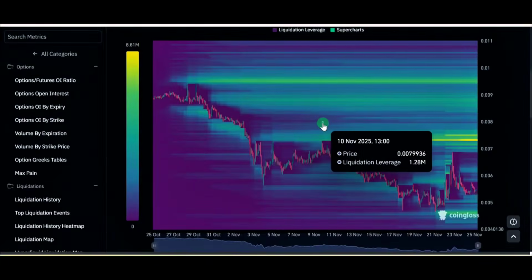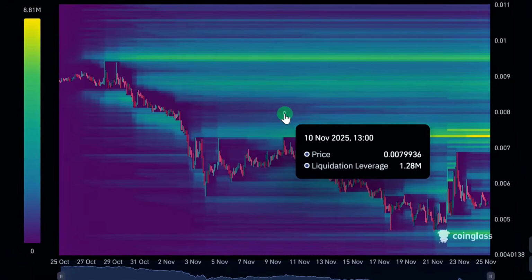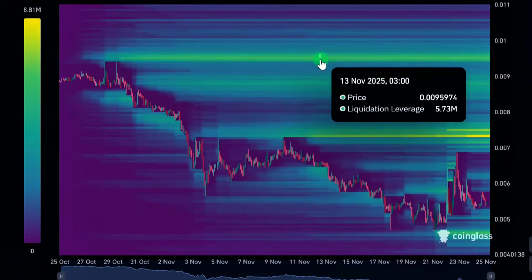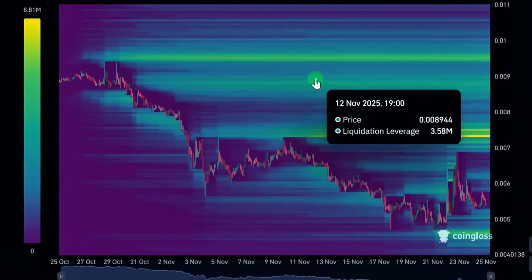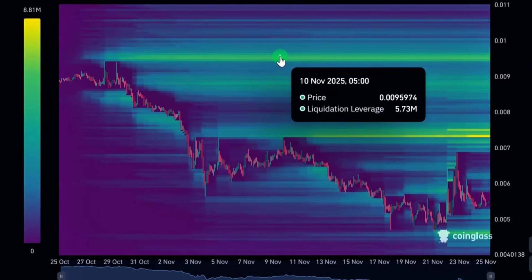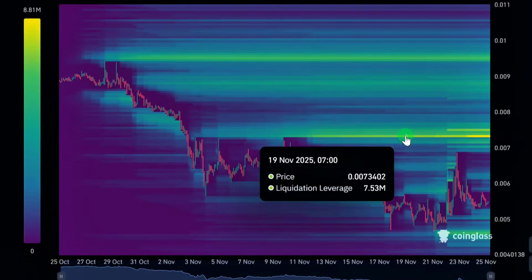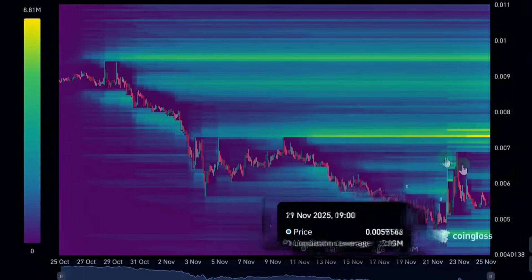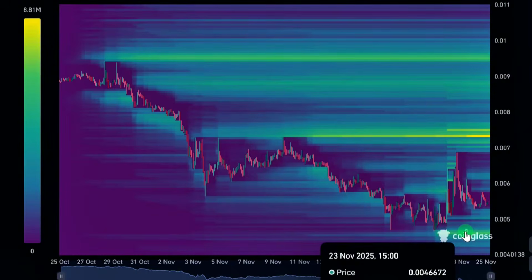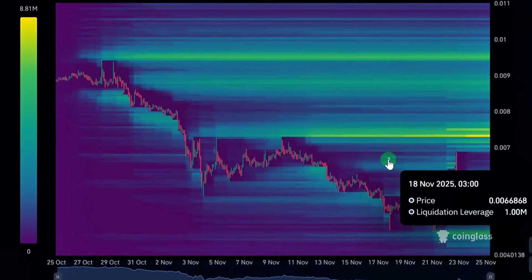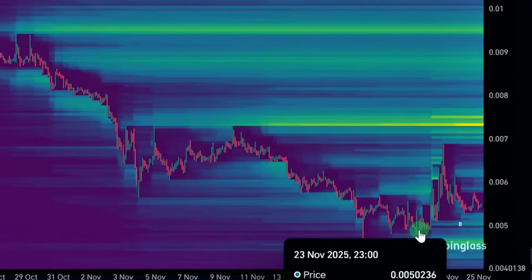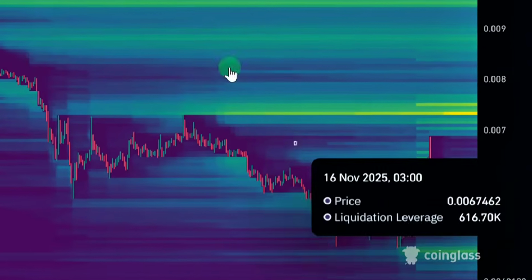This is the XCN liquidation heat map, where you get to track areas of heavy liquidity, where big players are positioned in this project. You can see some heavy liquidity above the price of XCN right now, around the zone of 0.0095. We have some liquidity around the zone of 0.0088, liquidity above the price around the zone of 0.0073, and we also have liquidity below the price around the zone of 0.0046. Before grabbing the liquidity above the price, we first need to grab the liquidity below the price, and that takes us back to the chart.